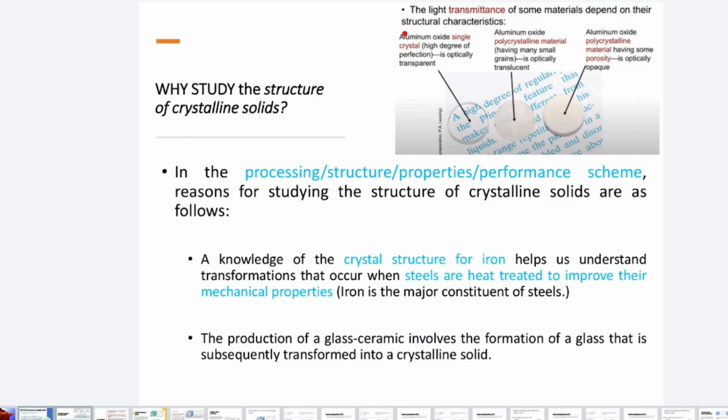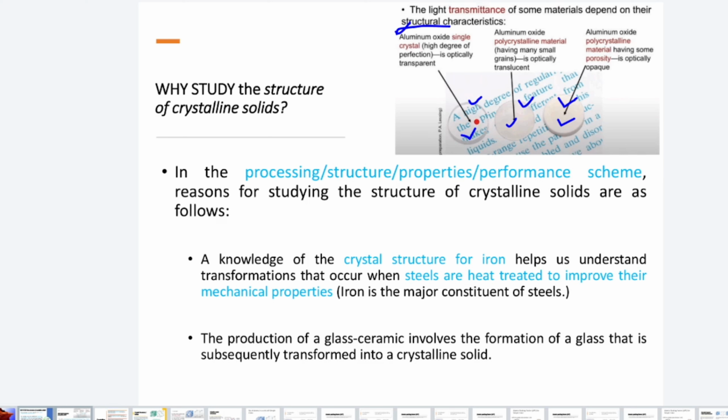We have here aluminum oxide. This is the same material, aluminum oxide, this one and this one. Here we have a single crystal, here the polycrystalline material, and here also the polycrystalline material with some porosity. If you look at the material, the same aluminum oxide here is completely transparent. Here it is not completely transparent, but still translucent. And this material is completely opaque. Although it is the same aluminum oxide, the same composition, because of the crystal structure they have different optical properties.